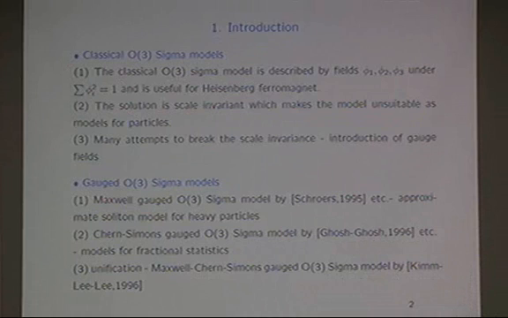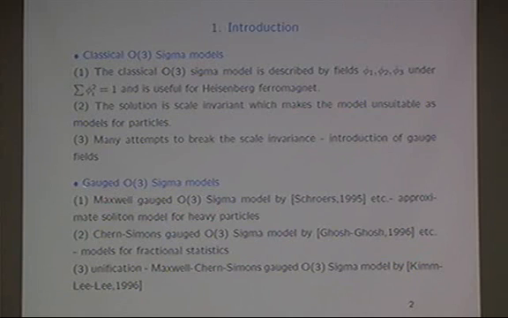For this model, the classical solution has been well known since the 1970s, but the solution is scale invariant, which makes the model unsuitable for particles. So there have been many attempts to break the scale invariance. Among the physicists, they reached the same conclusion: the introduction of gauge fields. So there appear the gauged O3 sigma models.